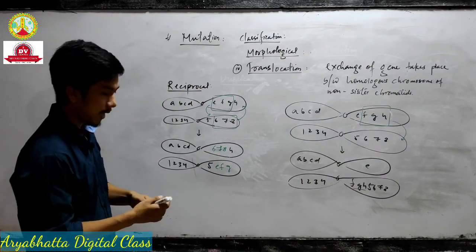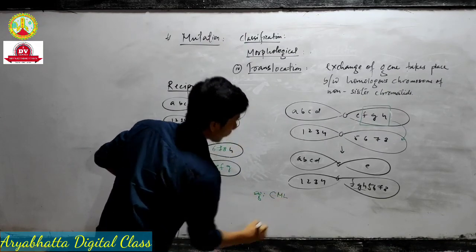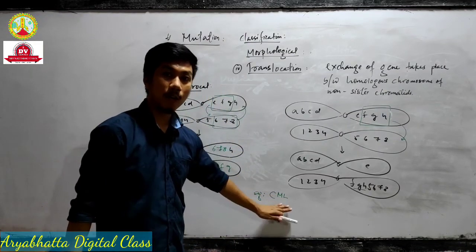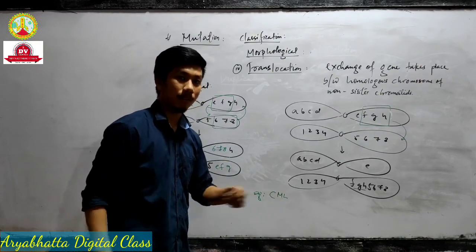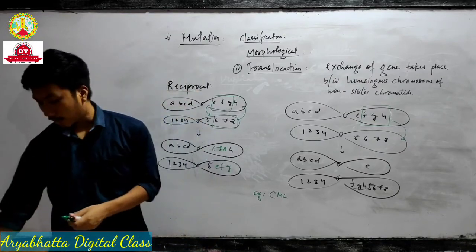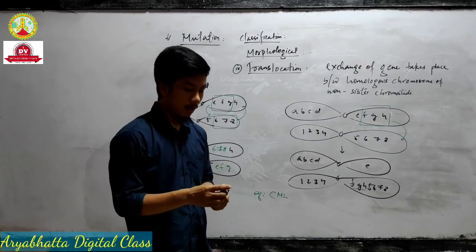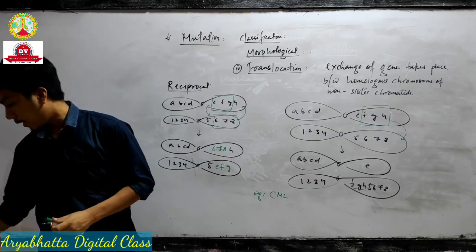The slight modification of translocation is known as reciprocal translocation. An example where we find it is CML, chronic myelogenous leukemia. Write it by yourself, check the spelling yourself. So these are the types of mutation. Next class we will see numeric mutation in the next video.